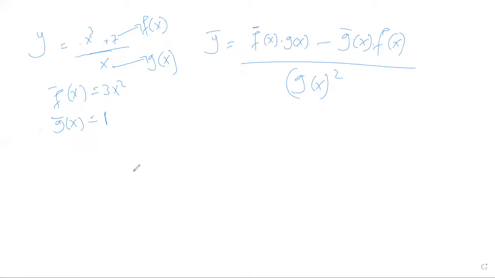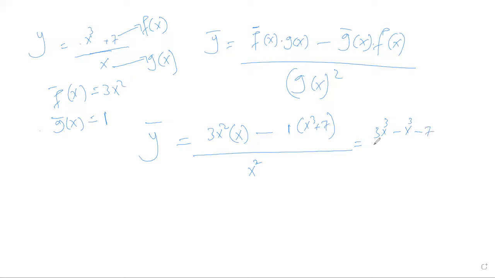Now I have prepared everything, I can replace. y prime is equal to the derivative of the quotient. We have 3x squared times g(x), which is x, minus the derivative of g(x), which is 1, times f(x), which is x cubed plus 7. Then divide by g(x) squared, so x squared. Let me multiply inside: 3x cubed minus x cubed minus 7, divided by x squared.